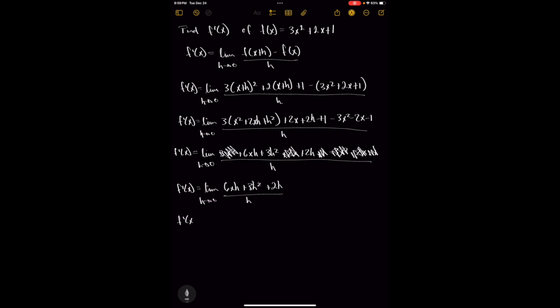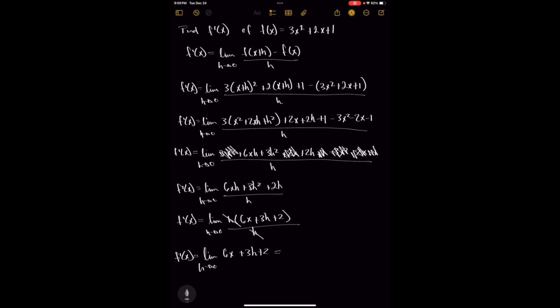And that is f prime of x is equal to, we can factor an h out of the expression in the numerator. So that's going to be left with h times parentheses 6x plus 3h plus 2, over h as h approaches 0. That is f prime of x is equal to the limit. The h's cancel out. We're left with 6x plus 3h plus 2 as h approaches 0.